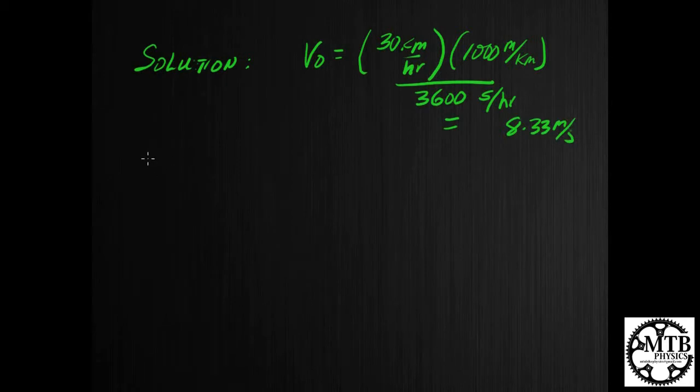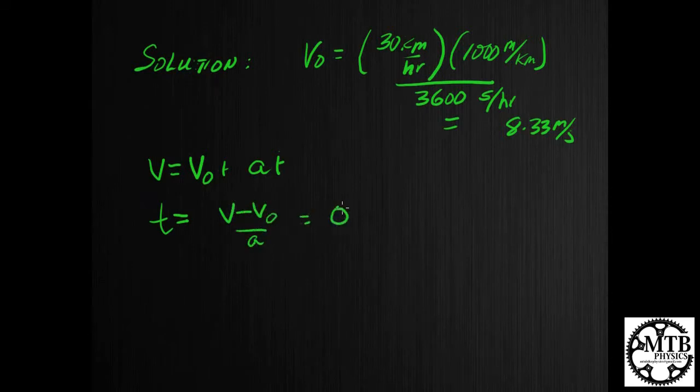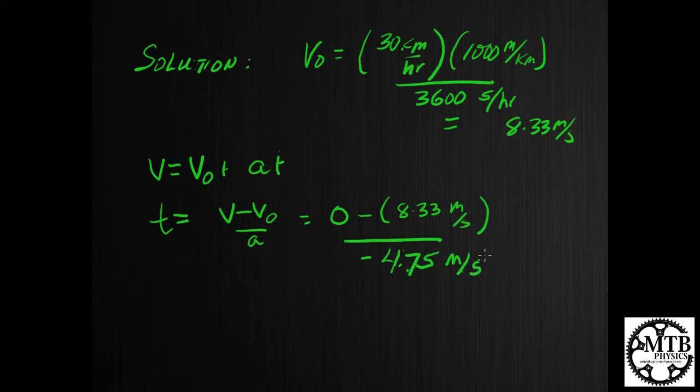We're going to find time first by rearranging this equation. So when we rearrange this equation to solve for time, time is going to be equal to 0 minus 8.33 meters per second divided by our acceleration, which was negative 4.75 meters per second squared. That's going to give us an answer of 1.75 seconds for Tim to stop. That's after he hits his brakes.